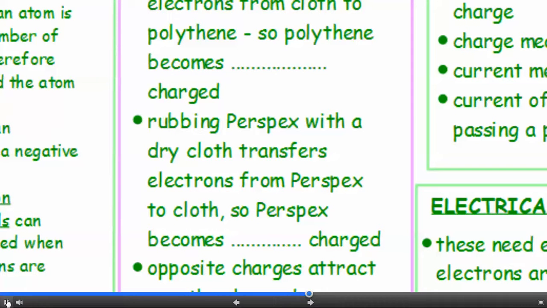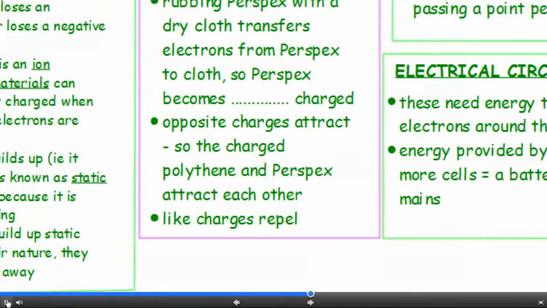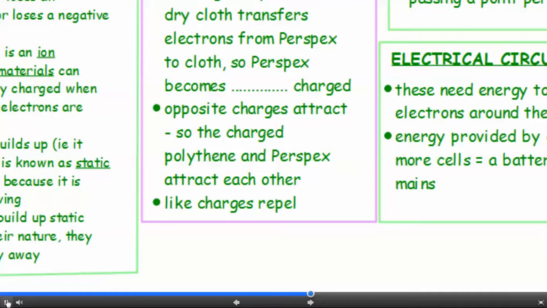Now, perspex behaves differently. If you rub perspex with a dry cloth, the electrons are transferred from the perspex to the cloth. So the perspex loses negative charges. So the perspex becomes positively charged. Now, opposite charges attract. So the charged polythene and the perspex attract each other, but like charges repel.